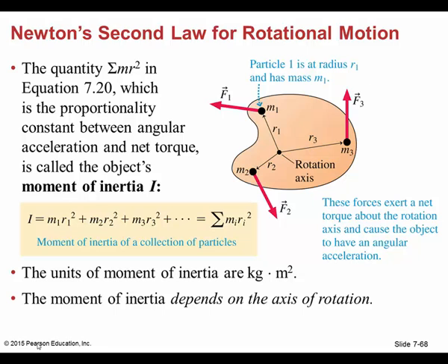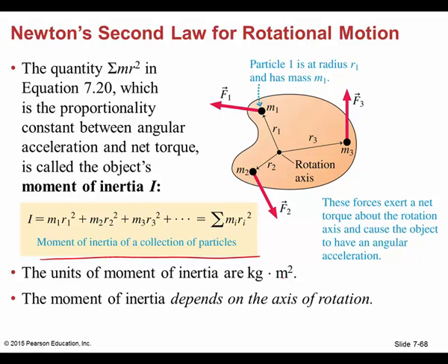Torque is torque. Now, what about what we call the moment of inertia? Well, moment of inertia is the proportionality constant between the angular acceleration and net torque. To find the moment of inertia, in other words, how much torque does it require to move a particular object? Well, the moment of inertia is how we can determine that.